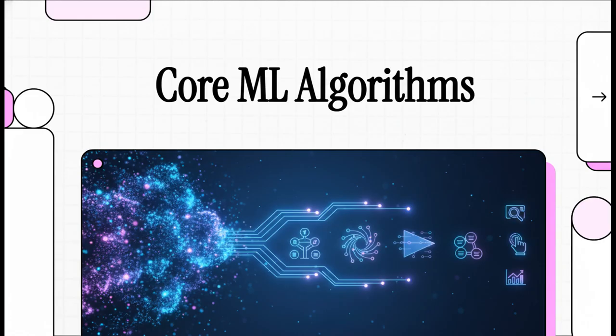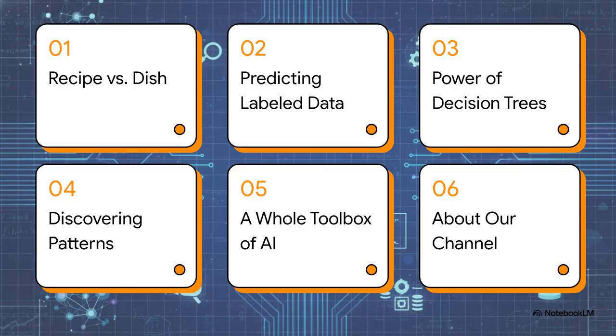Let's dive in. All right, so here's our game plan. We'll start by figuring out the difference between a recipe and a dish in the world of AI. Then, we'll get into how machines predict things when they already have the answers. We'll check out the power of decision trees, see how AI can find patterns all on its own, and then we'll put our whole AI toolbox together.